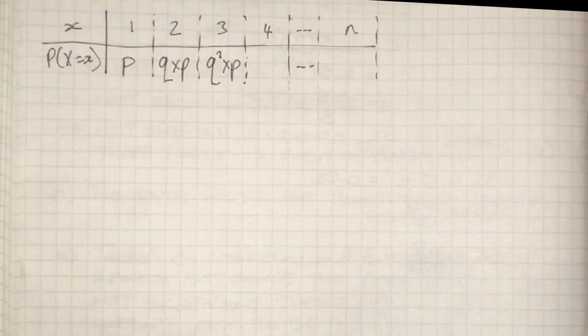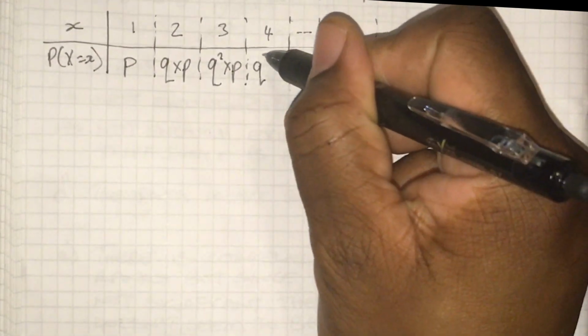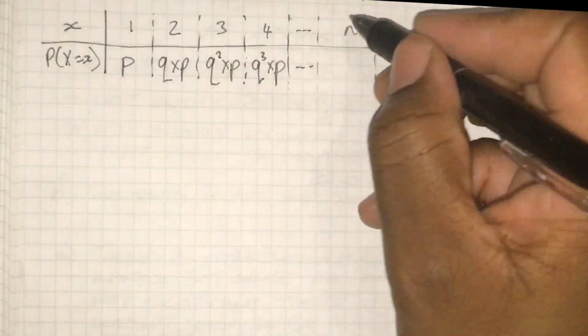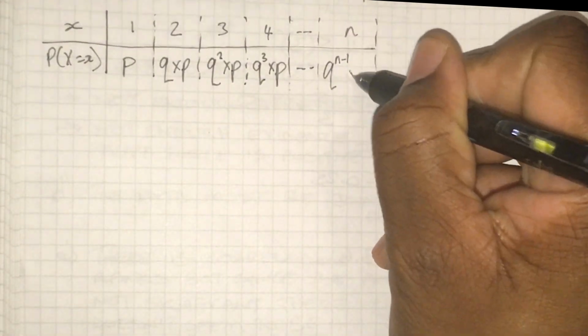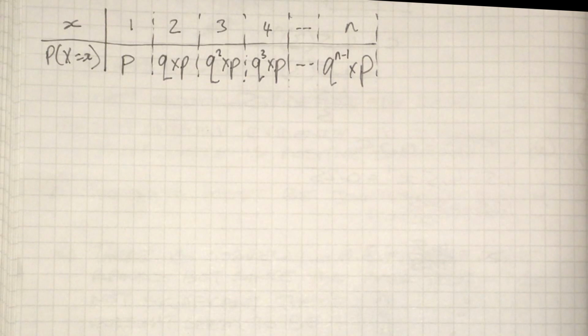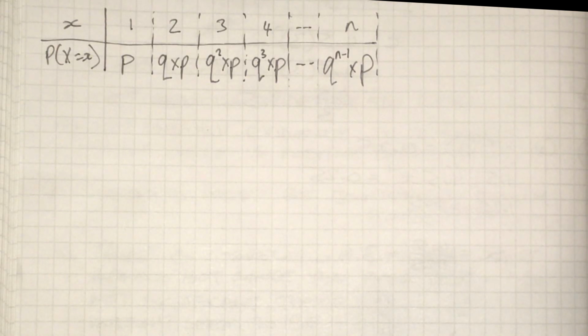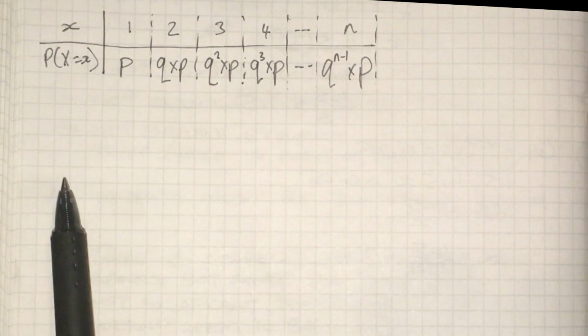Okay, so here are the probabilities. There's always n minus 1 failures and one success. And this is how we would generalize. Okay, so any of these individual probabilities we should be able to pull out using that probability function.